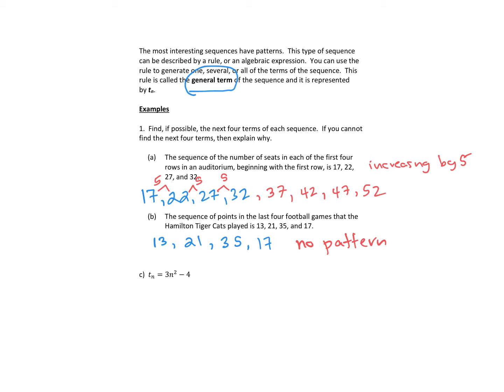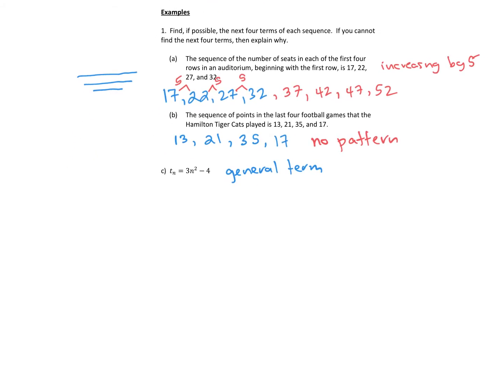The first example was number of seats in a row in an auditorium. So if you think of a row having this number of seats, the next row has this number, the next row has this number. So we can easily find that pattern. And then the third example, they give you a formula. So they give you a general term. So we could just find the next 4 terms in that sequence by just putting in a value for n. So if I want the first term, t_1, I just put in a 1 where I see the n.